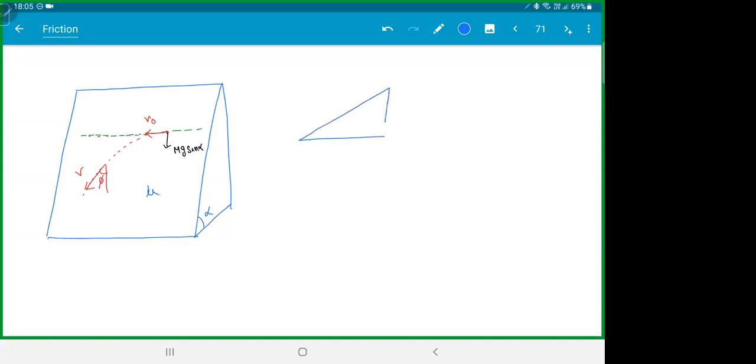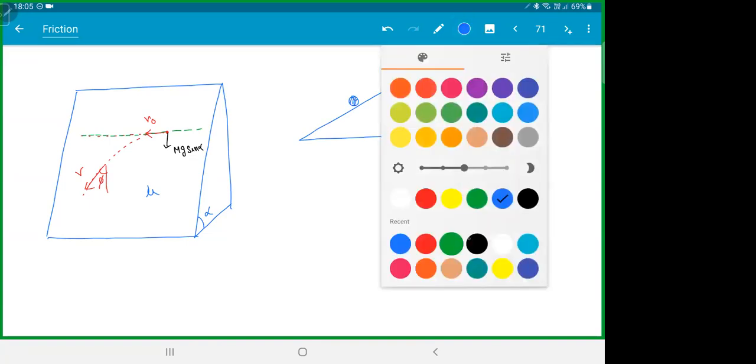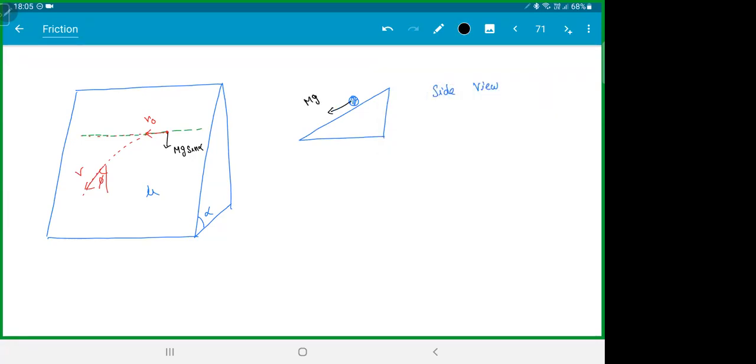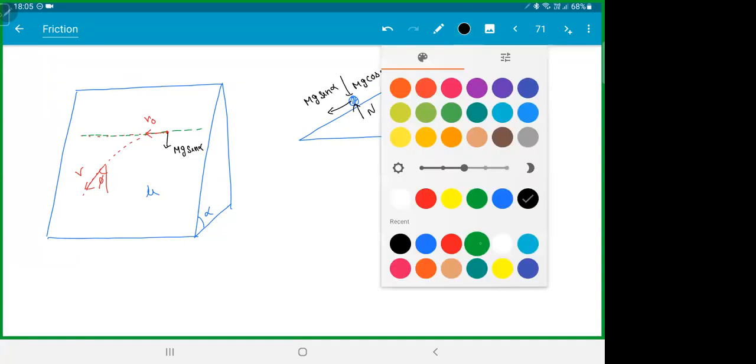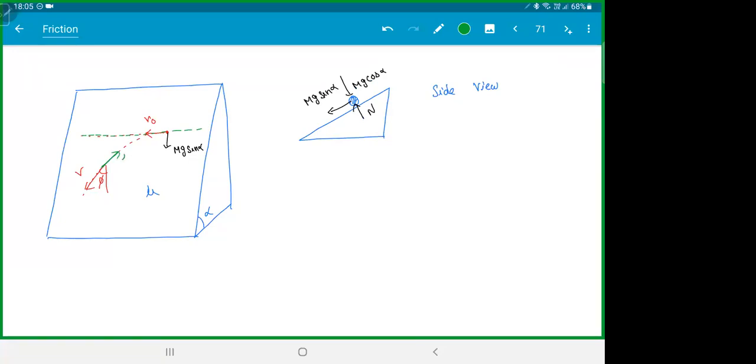If you look at this diagram from the side view, so this is that particle. You will find the forces are mg sine alpha. This would be a normal reaction. This would be your mg cos alpha. And understand, friction will be always opposite to velocity. The friction would be like this. I hope everyone understood the diagram, what is happening.